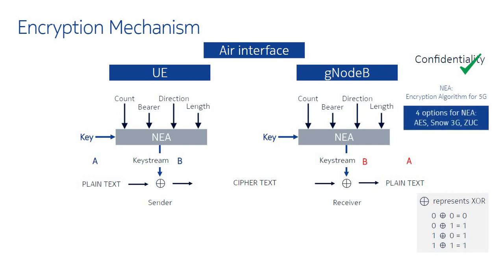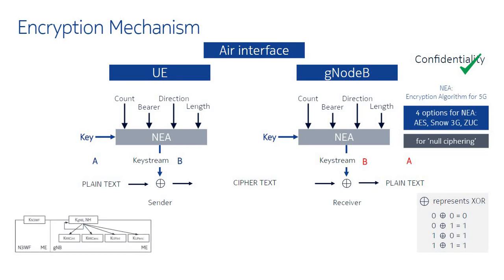Third point, 3 specified algorithms can be used for NEA at the choice of the operator, and a 4th value for null ciphering algorithm is also available, making this encryption mechanism only optional. Finally, the secret key used for this algorithm is one of the keys shown in the key hierarchy previously, shared by the mobile equipment and the base station. In case of new radio gNodeB for the user plane encryption, that's the KUP enc.